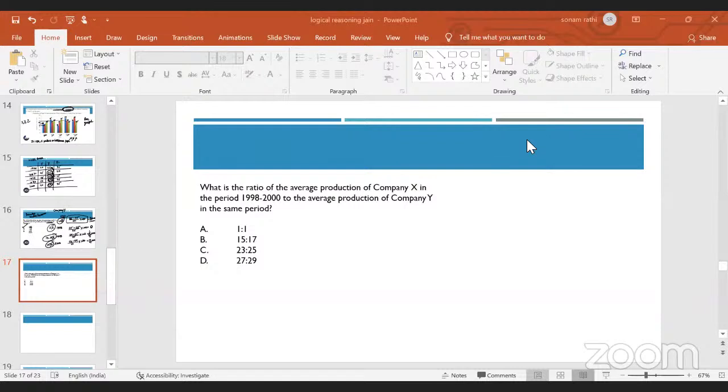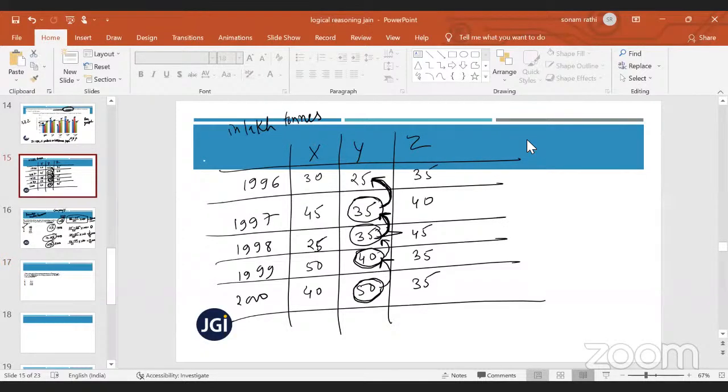Okay, let's do this question. What is the ratio of average production of company X in 1998 to 2000? So what we need to do is add company X for 1998 to 2000. Add this much: 25 plus 50 plus 40.